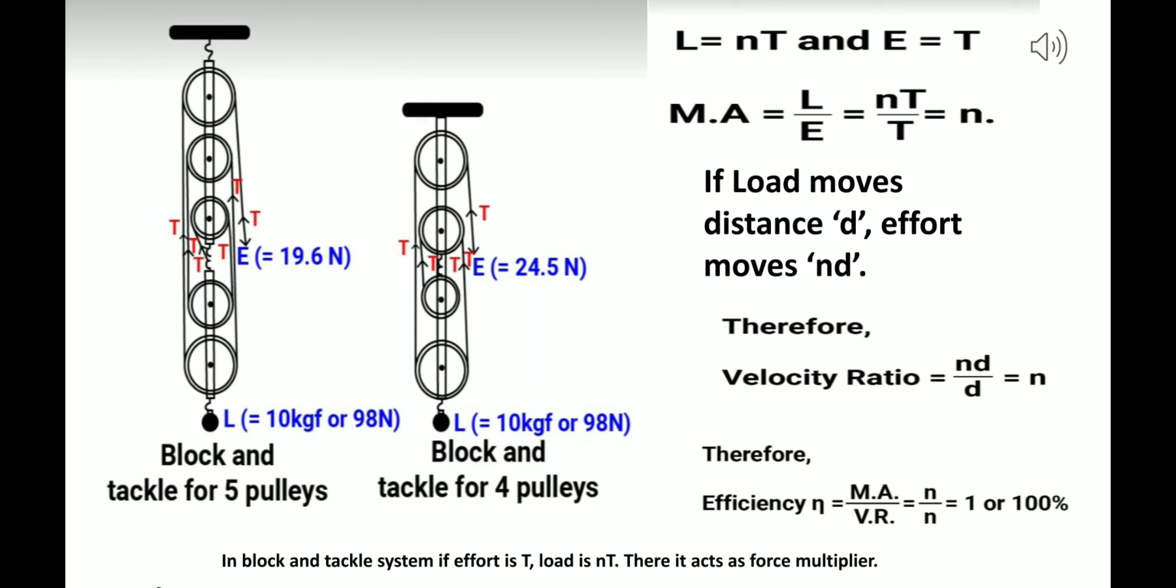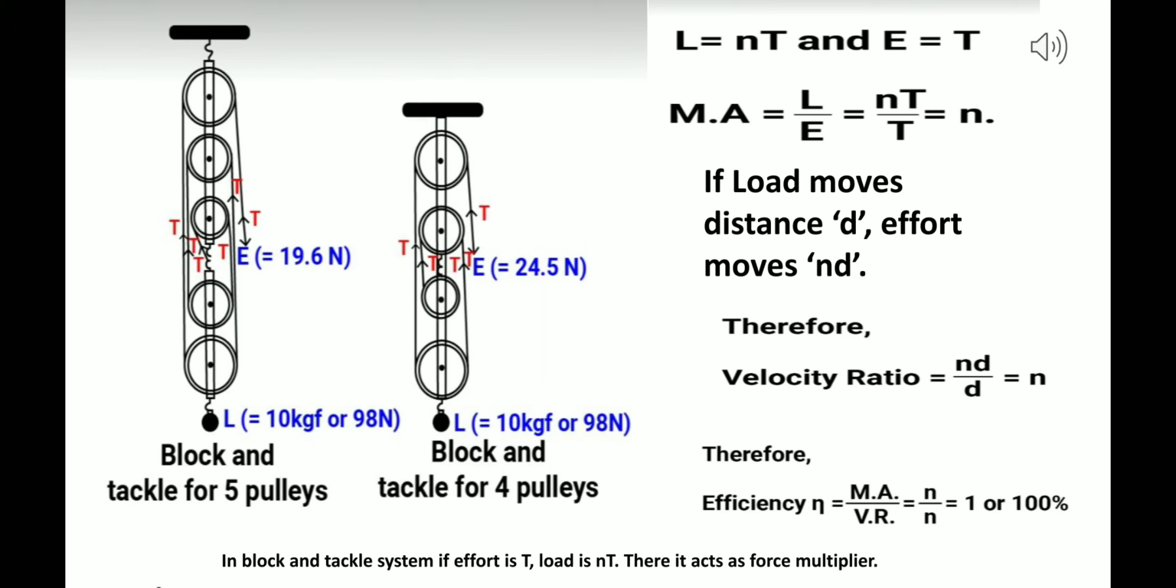So L will always be equal to NT; the load is balanced by the number of pulleys over there in a block and tackle system. Please remember. Now, the effort will always be equal to the tension in the rope. That means the force by which you are pulling the string on one side, the same tension is created in the string in the opposite direction, and therefore effort is always equal to T. Now mechanical advantage will be L by E. So that is NT upon T, where N is the number of pulleys over there. So T and T cancel, so we get mechanical advantage as N.